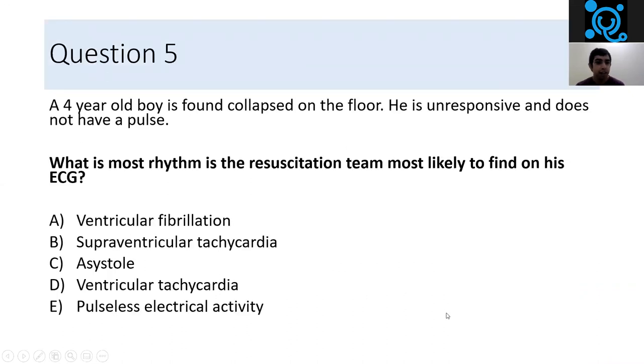Question 5. A 4-year-old boy is found collapsed on the floor. He's unresponsive and does not have a pulse. Sorry, that should say, what rhythm is the resuscitation team most likely to find on his ECG? And this is a tricky question. This would be a very stretching question in MBBS finals or pediatrics finals if you do it in a different year.